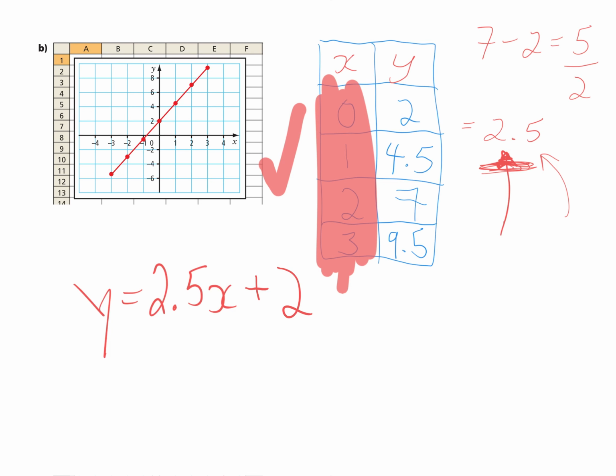So basically what we do is on the end of this equation, we add 2. And now this equation will work for all of these ordered pairs. You take the x value, you times it by 2.5, and you add 2. And we are good to go. So there's our equation of this line: y equals 2.5x plus 2. Awesome.